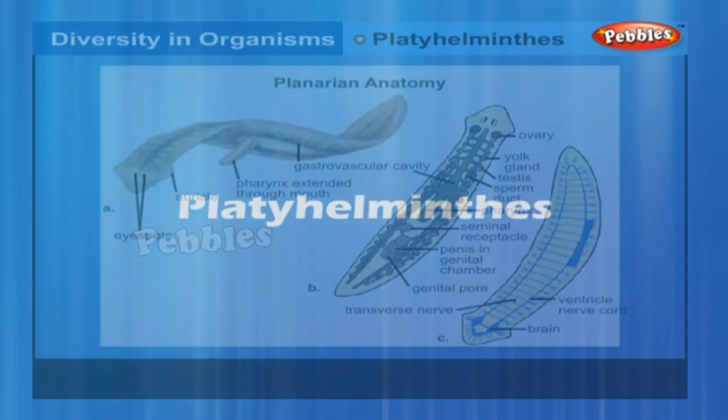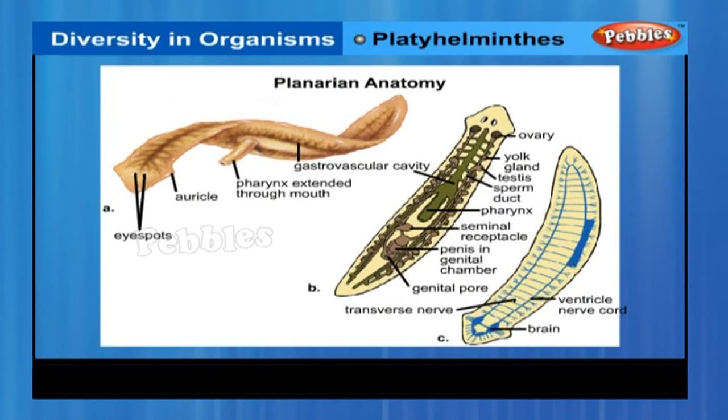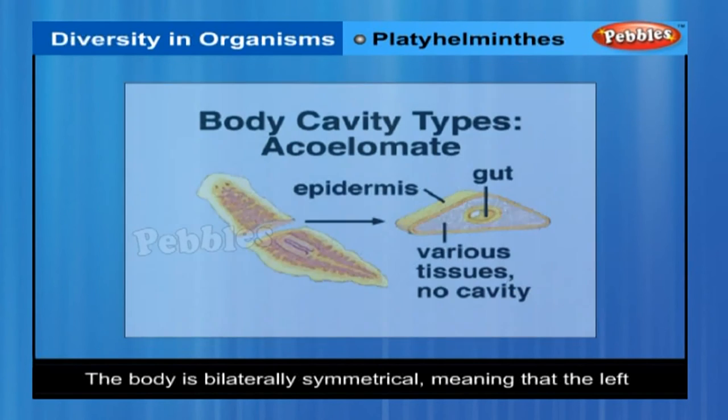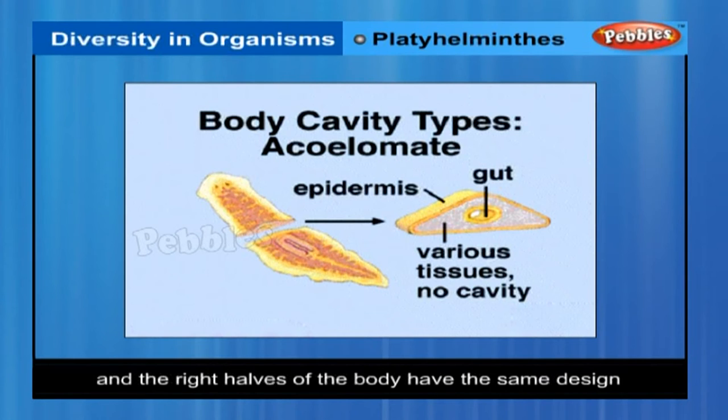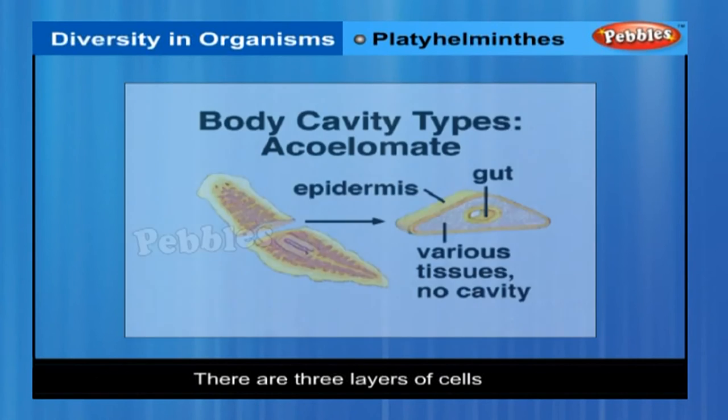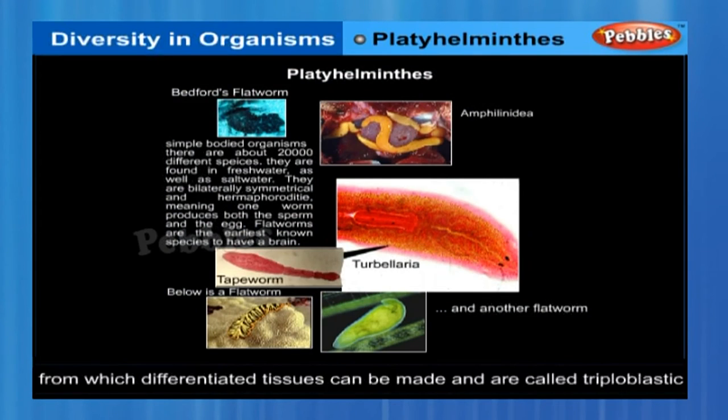Platyhelminthes. The body of animals in this group is far more complexly designed than in the two other groups we have considered so far. The body is bilaterally symmetrical, meaning that the left and the right halves of the body have the same design. There are three layers of cells from which differentiated tissues can be made, which is why such animals are called triploblastic.